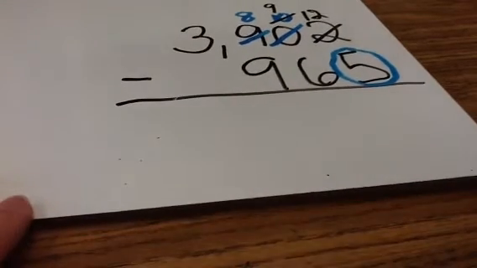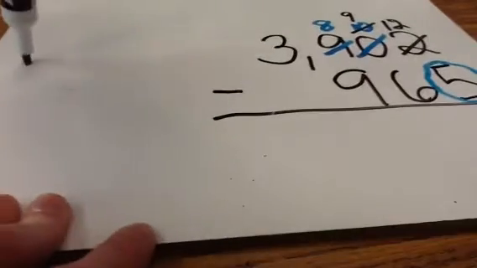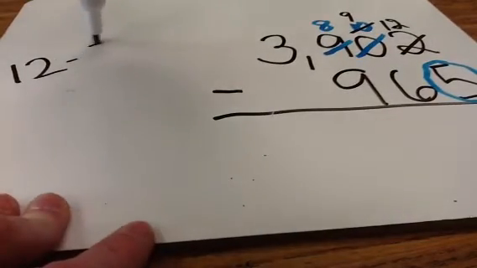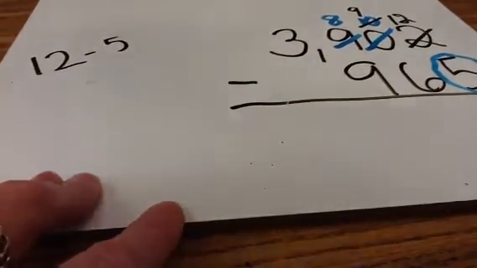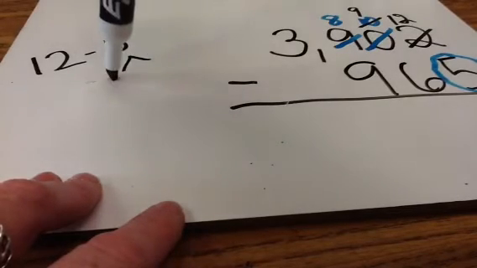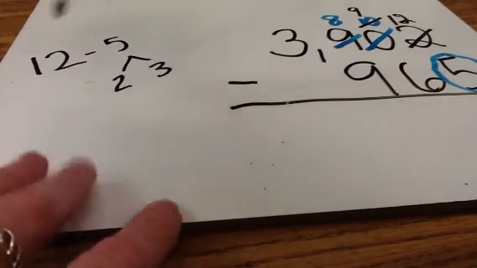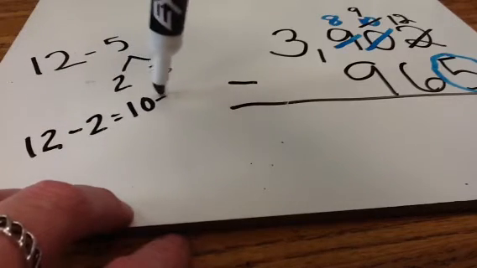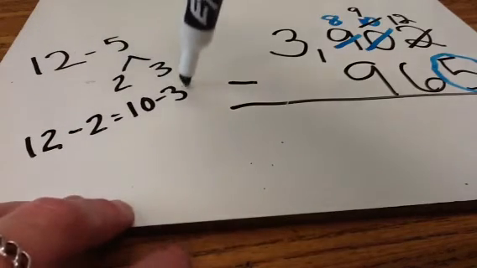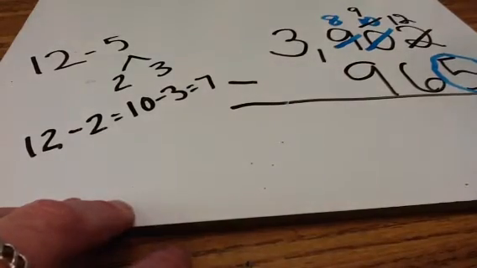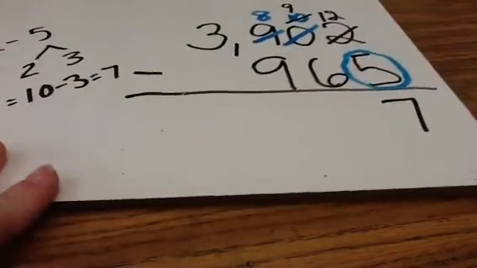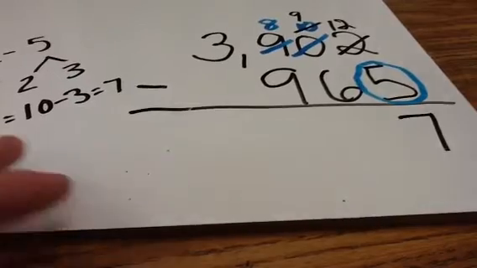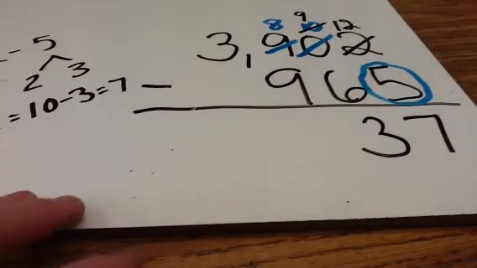Okay, I'm going to show you how I think about it. If it's 12, take away 5. I know my tens facts, so I'm going to make this into a 2 and a 3. I'm going to do 12 minus 2 is 10, minus 3 is 7. Okay. 9 take away 6 is 3.